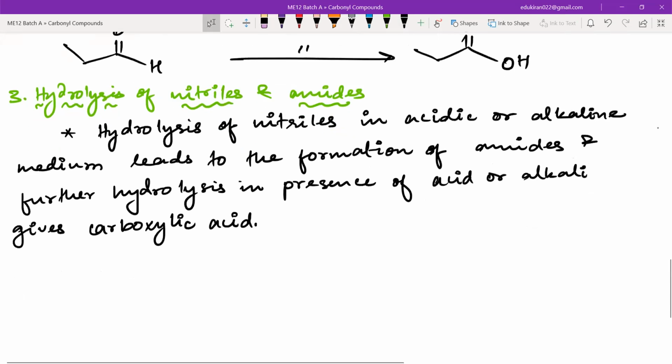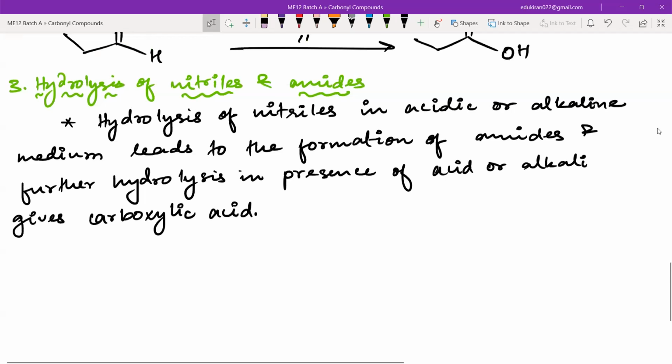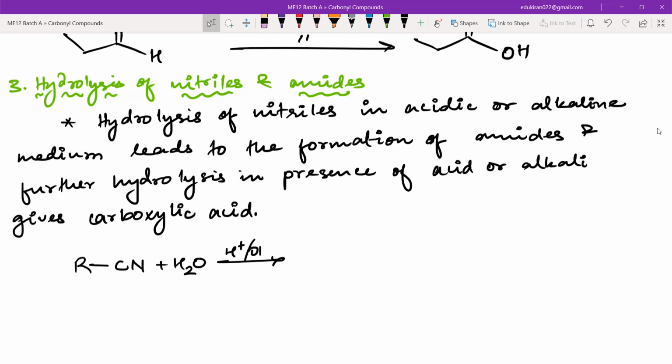That means initially we have a nitrile, that means RCN, and H2O. I will react this with H2O in the presence of either H plus, or any alkaline, that is OH negative. There will be some heat required in this, and you will be forming RC double bond O and NH2. This is amide. This was nitrile.